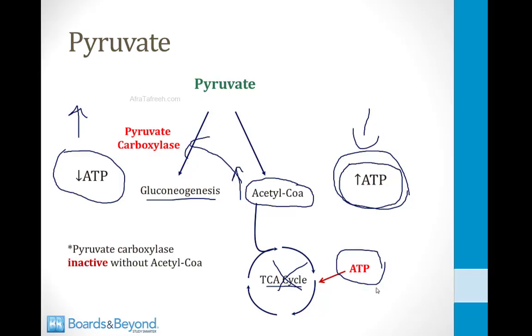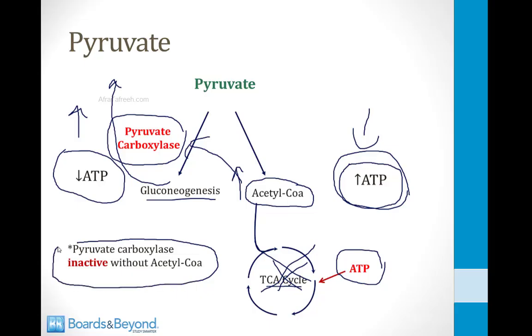This is a brilliant system. It means that when there's a lot of ATP around, the TCA cycle will be shut down, acetyl-CoA levels will rise, pyruvate carboxylase will be turned on, and we will start metabolizing the pyruvate into gluconeogenesis so it can go back into glucose and supply other cells of the body with energy. So a key point here is that pyruvate carboxylase is inactive without acetyl-CoA. Acetyl-CoA is such a powerful allosteric activator that the enzyme has no activity unless acetyl-CoA is around, and that is how the cell makes sure that it's not simultaneously doing both of these pathways at the same time.